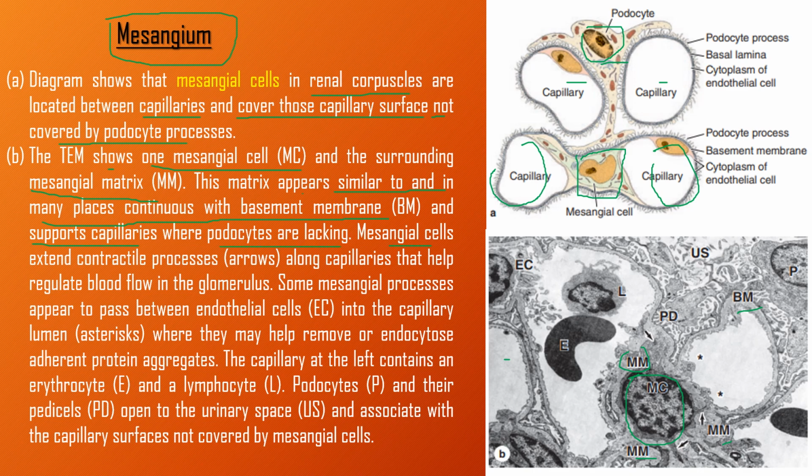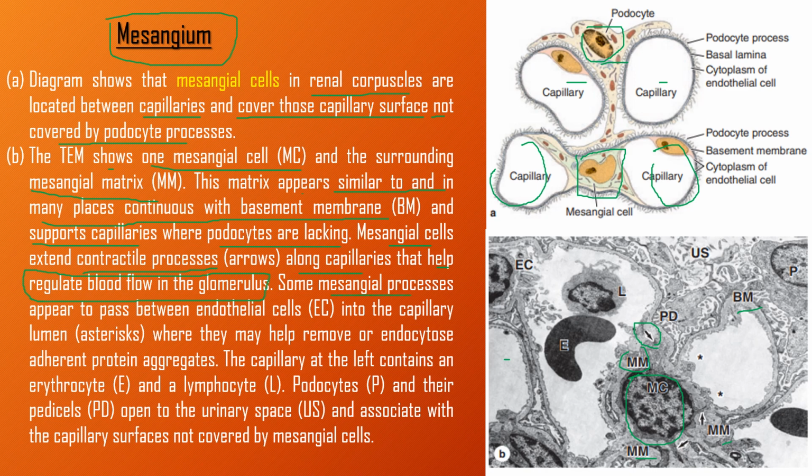Mesangial cells extend contractile processes, as you can see here, along capillaries that help regulate blood flow in the glomerulus. A mesangial cell regulates blood flow in the glomerulus.